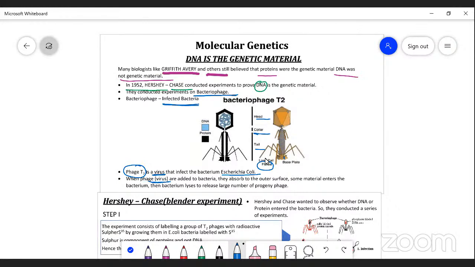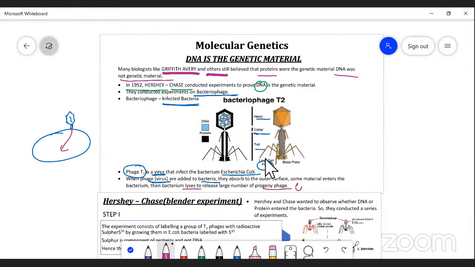Phage means virus. When the virus is added to the bacteria, it attaches to the outer surface. This is the bacterium, looking like this, and this is the virus. The virus attaches to the surface of the bacterium, and some material enters the inside of the bacterium. Then the bacterium lyses. Lysis means it is destroyed and releases a number of progeny phages.